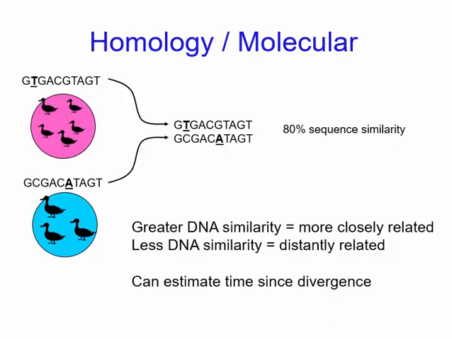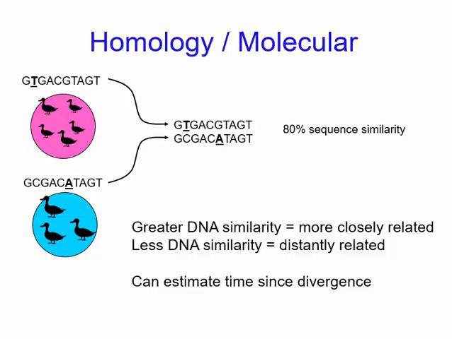So in this simple example where we're looking at 10 nucleotides, we have an 80% sequence similarity, so that tells us something about how closely related these organisms are. The more similar the sequences, the more closely related. The less sequence similarity, the more distantly related. We can even start to estimate times of divergence. We'll talk more about that in the next chapter.